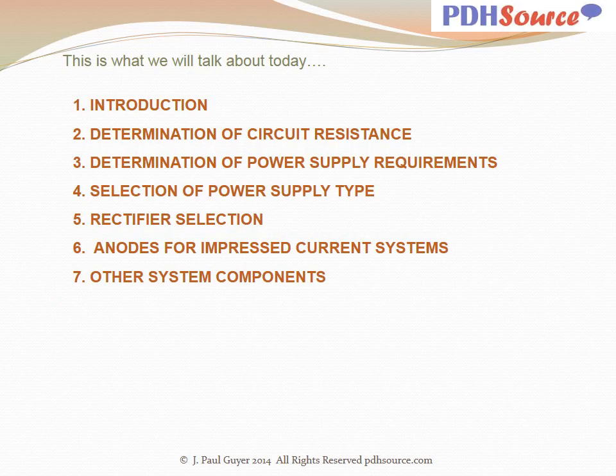This is what I'll be talking about, kind of the chapters in the book, you might say. First, some introductory comments. Second, determination of circuit resistance. Third, determination of power supply requirements. Fourth, selection of power supply type. Fifth, rectifier selection. Sixth, anodes for impressed current systems. And seventh, other system components.